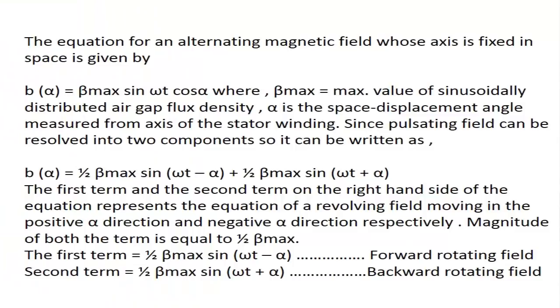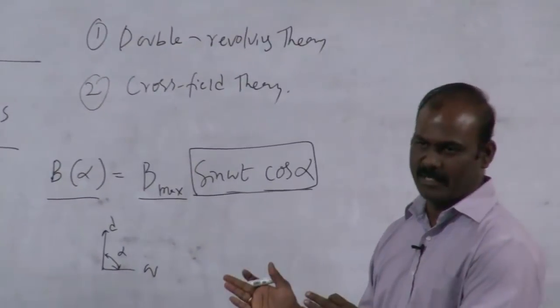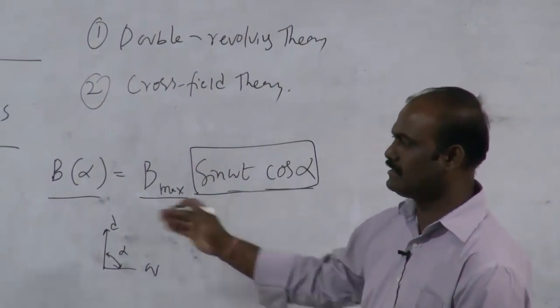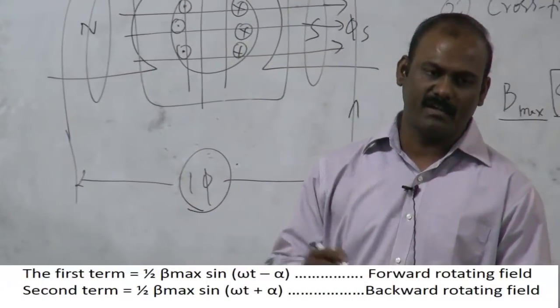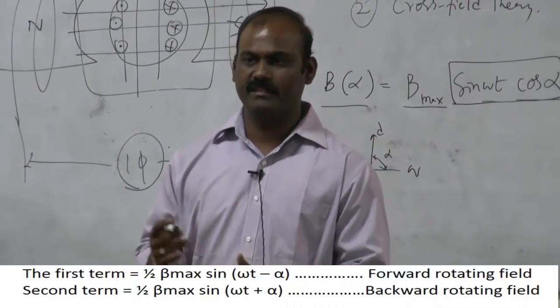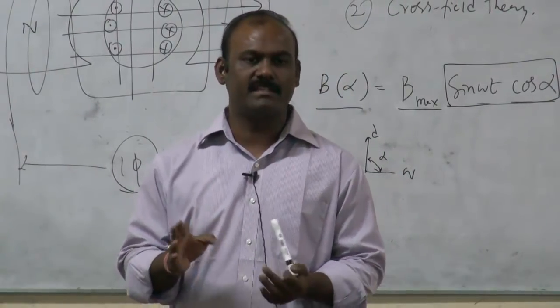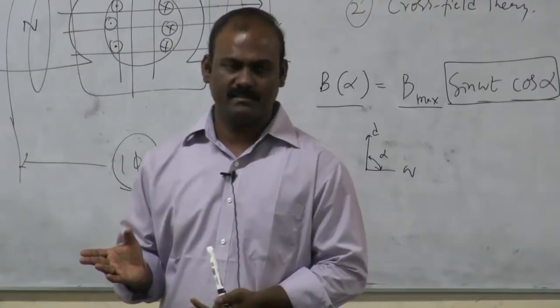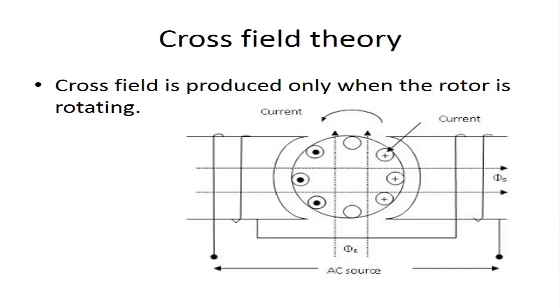See, from trigonometry you can find that sin omega t cos alpha can be resolved into sin (A minus B) plus sin (A plus B). So if you divide into those two components, you will get the equation as 1 by 2 B max sin (omega t minus alpha), which is the forward field, and 1 by 2 B max sin (omega t plus alpha), that is the reverse field. When these two fields are available, the resultant will be there, so that torque will be produced and the induction motor will rotate, right?